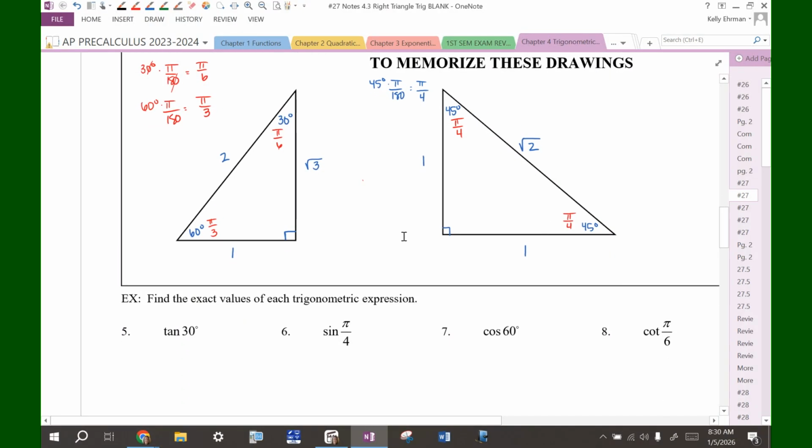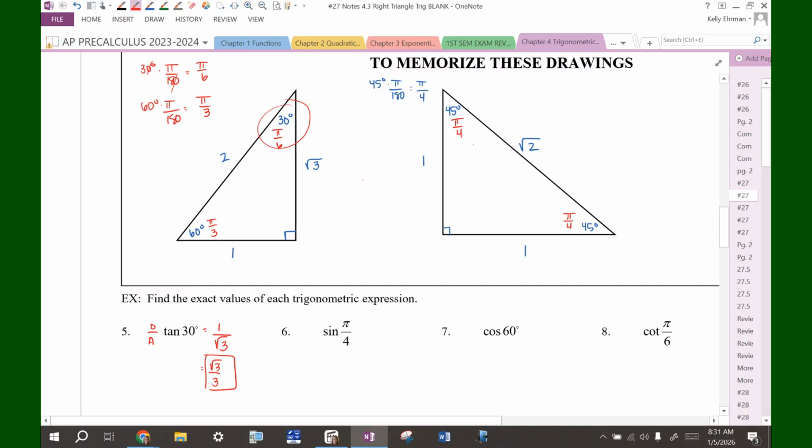All right, use these two triangles to find the exact values of each trig expression. So remember, we have SOHCAHTOA working for us, and then whatever angle they put in is what you should be using as your theta, and that dictates where the opposite versus the adjacent leg is. So let's take a look at tangent of 30 degrees. So here's 30 degrees. Opposite is 1. Adjacent is radical 3. So we're using opposite over adjacent. And then we need to rationalize that. So it's radical 3 over 3. That's the exact value, no calculator, for tangent of 30 degrees.